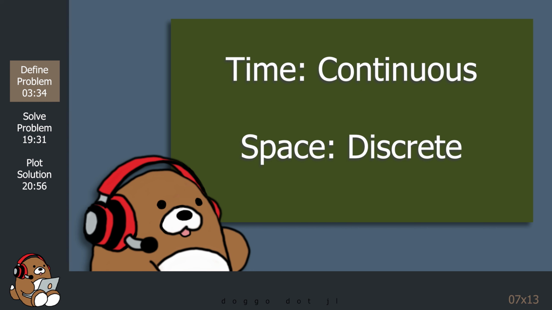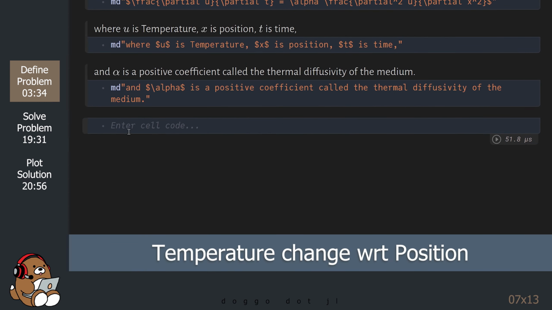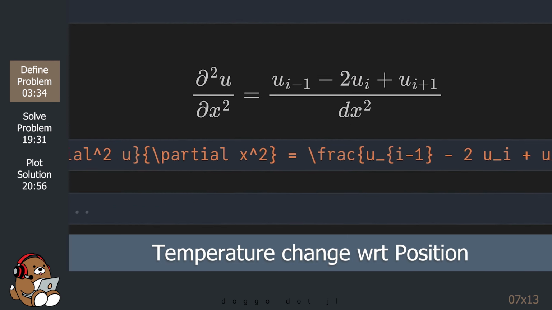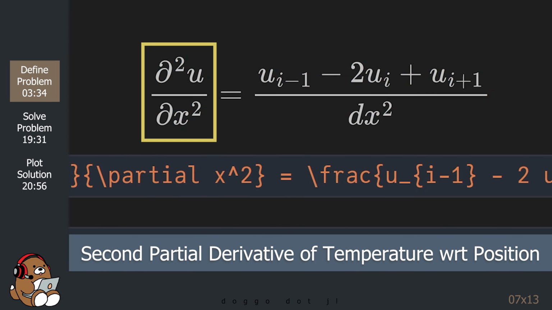So, what's the ODE that we need to solve? The ODE that we need to solve needs to explain how the temperature changes with respect to the position along the wire. The derivation of this equation is way beyond the scope of this tutorial, but this is the equation that we need to solve. This is the equation for the second partial derivative of temperature with respect to position.